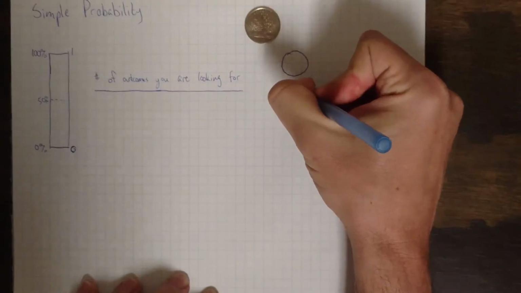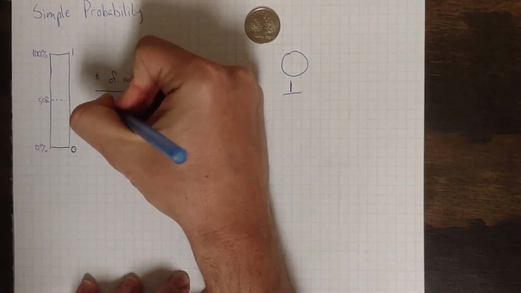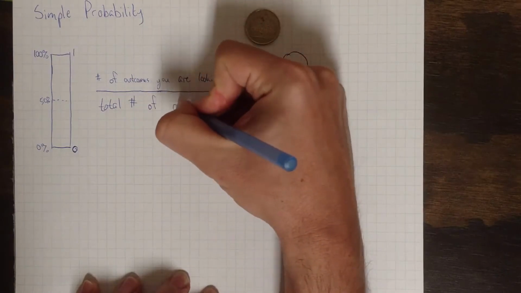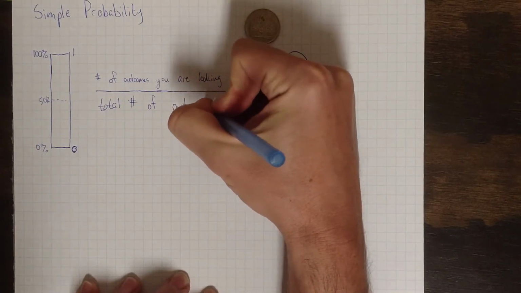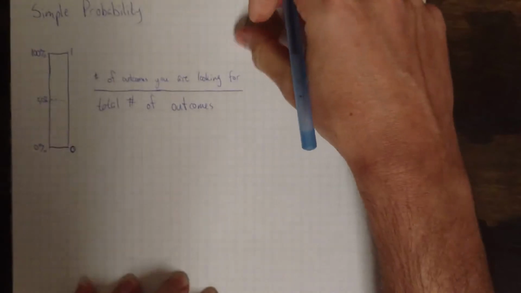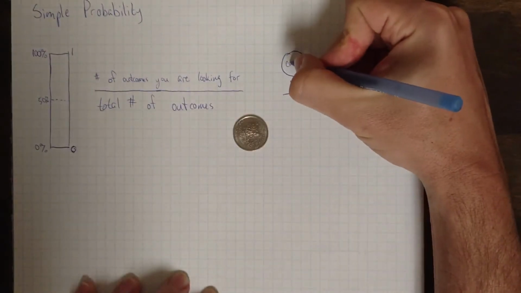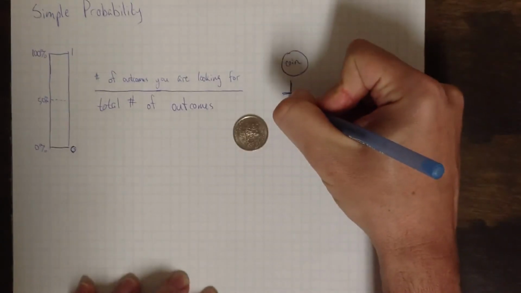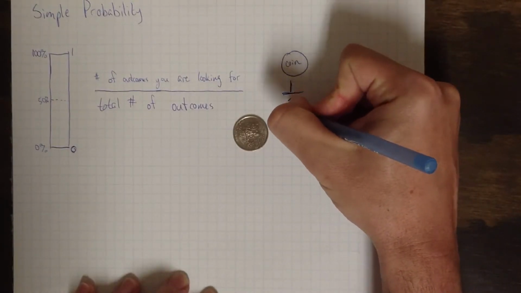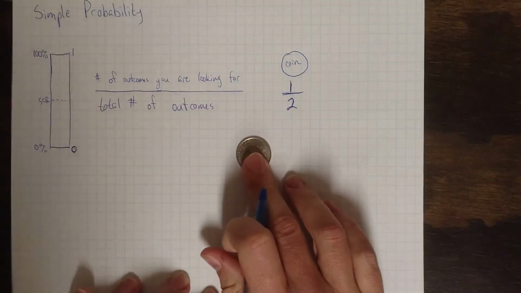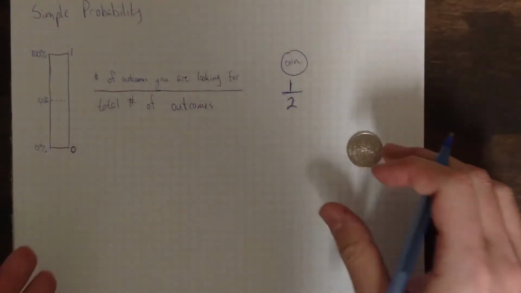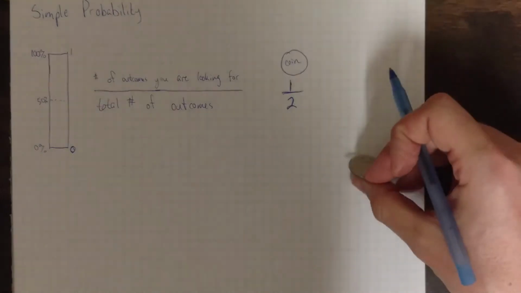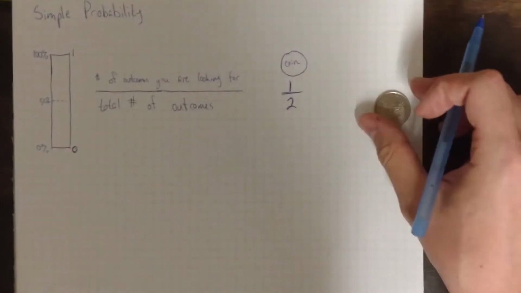Now what goes on the bottom? Well, that's the total number of outcomes. So in the case of flipping a coin, we have one thing that'll make us happy, and on the bottom, the total number of outcomes is 2. You could get a heads or a tails. So that's what it means when we say we have a 50-50 chance. It's saying there's a 50% chance that we get a heads, a 50% chance that we get a tails.